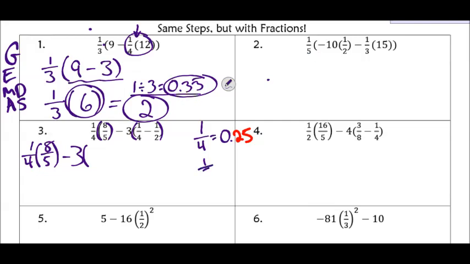And 1/2 is just 0.5. This one you might want to change into decimals and then subtract them. So you can do 0.25 minus 0.5. That would give us negative 0.25.